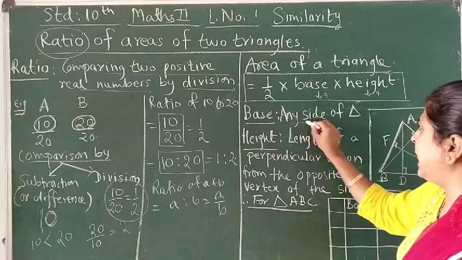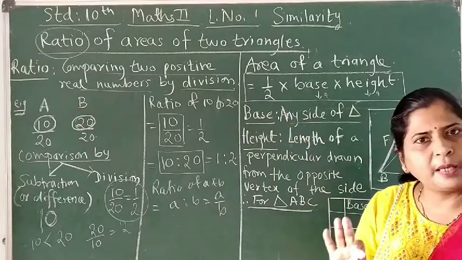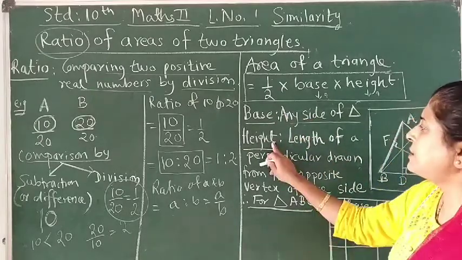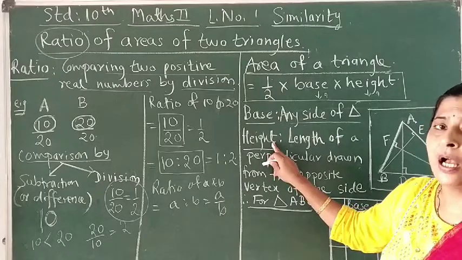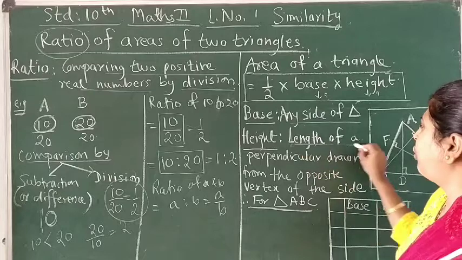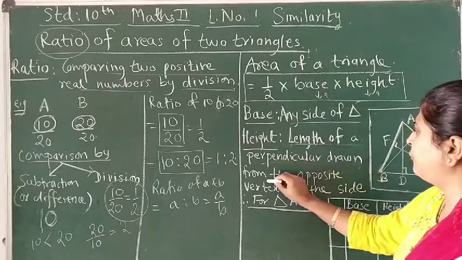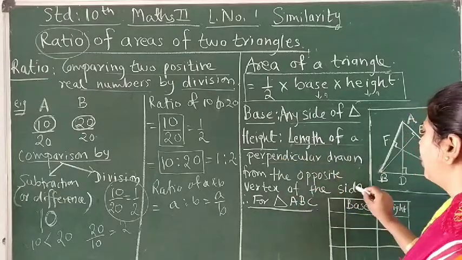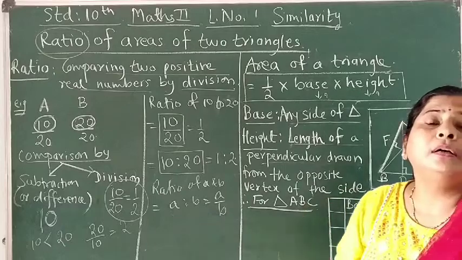Now, base is any side of a triangle can be taken as a base. And what is the corresponding height? The height should correspond to the base. So the length of a perpendicular drawn from the opposite vertex of the side is called the height.